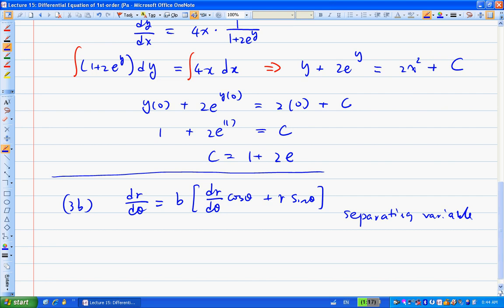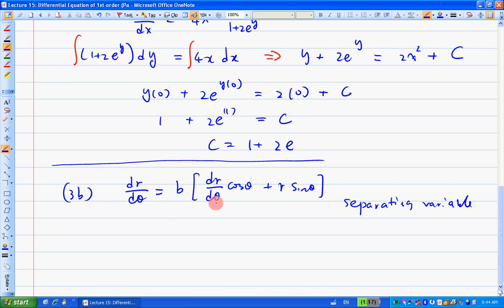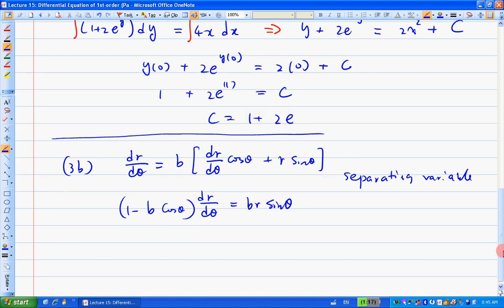If you use the integrating factor method, it still works. So bottom line is, combine all the common terms together. Because I have a dr over d theta here and a dr over d theta here, you combine all the similar terms together. After the simplification, that's what you have here.